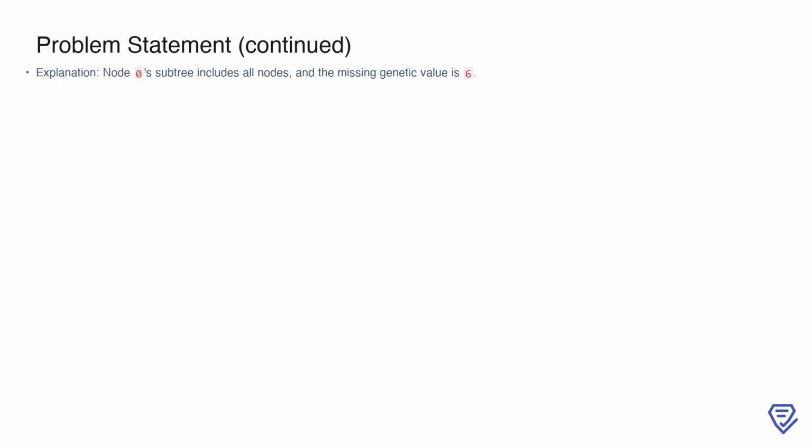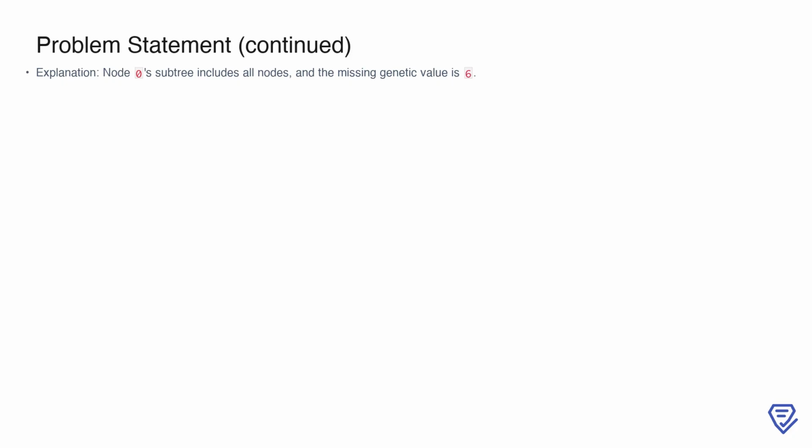Node 0's subtree includes all the nodes, with genetic values 1, 2, 3, 4, 5. The smallest missing value is 6 because it is the first value greater than 5. For node 1, its subtree includes nodes 1, 3, and 4, with genetic values 2, 3, 4. The smallest missing value is also 6 since 5 is not in this subtree.